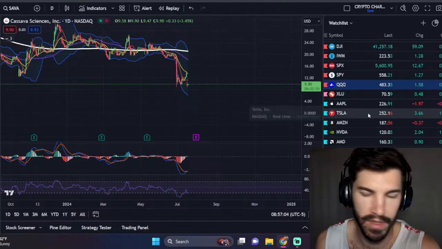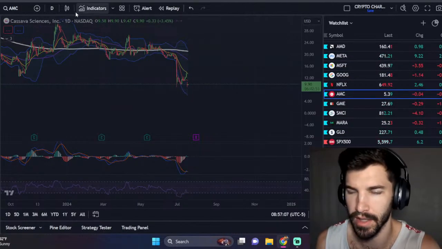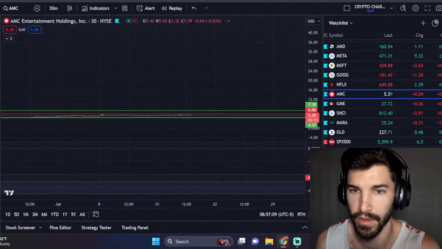Reversal on AMC and GME. Let's go look at those real quick. Let's see if we're actually reversing around or if we're getting a little too excited.